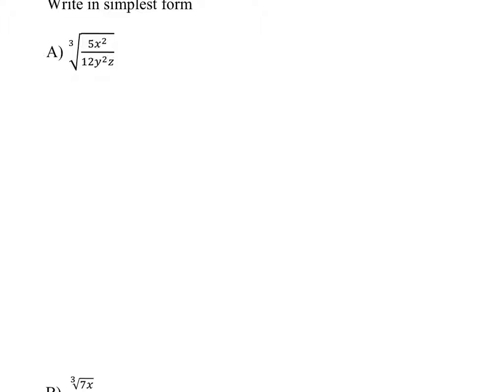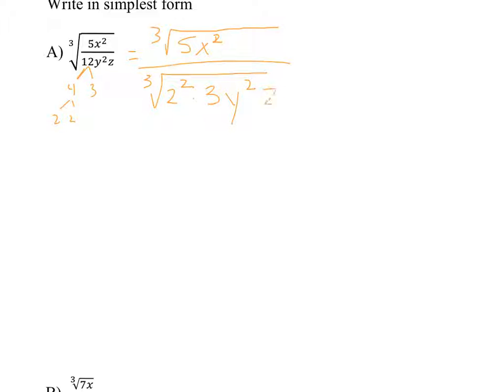Now, before I actually start trying to rationalize this root, because there's the root on the bottom, I'm going to write my 12 in prime factorization. What does that mean? Again, I'm going to do my factor tree here. So I'm going to do 4 and 3, 2 and 2. So all I'm going to do is rewrite this so I have my cubic root on top. I didn't really need to write it that long. That's a squared. Over my cubic root on bottom. When I write the 12, I'm going to rewrite it as 2 squared times 3 y squared z.